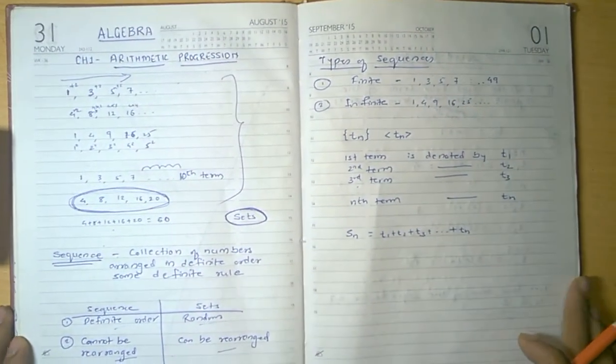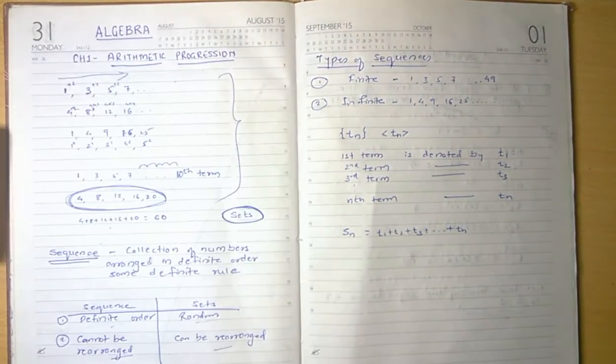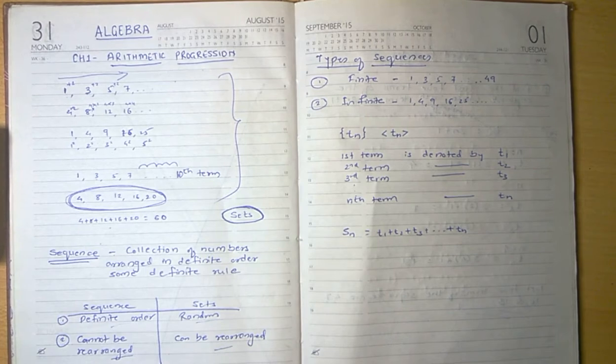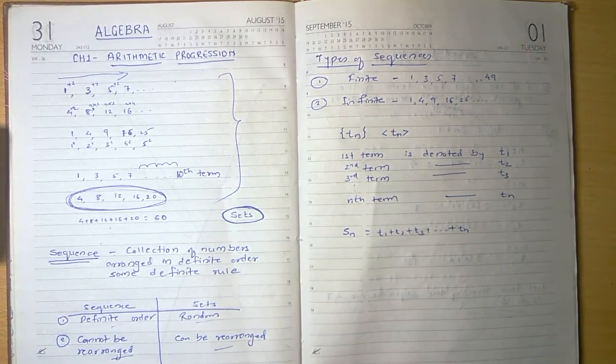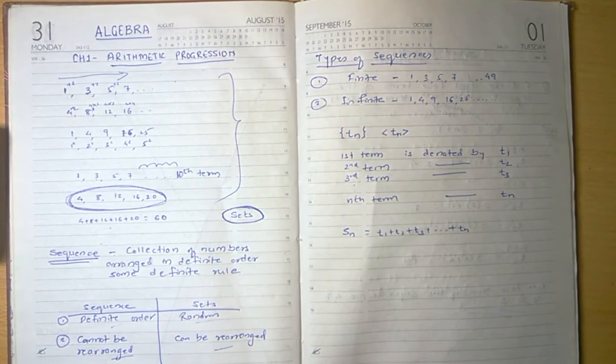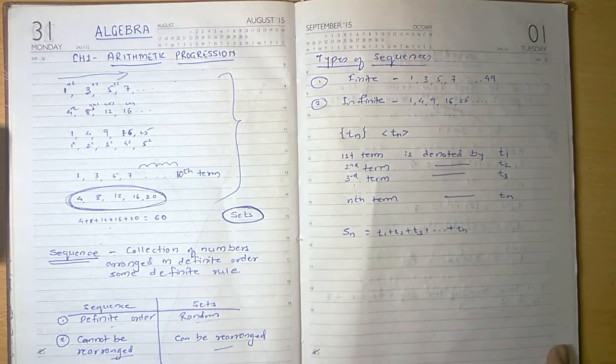There are two types of sequences, finite and infinite. Finite sequences have limited numbers, they end at a certain point, and infinite sequences are never ending. A sequence is denoted by {Tn} with curly braces. The first term is denoted by T1, the second term by T2, the third term by T3, and so on, and the nth term is denoted by Tn. And Sn is the summation of all the terms of the sequence, which can be written as Sn = T1 + T2 + T3 + and so on + Tn.